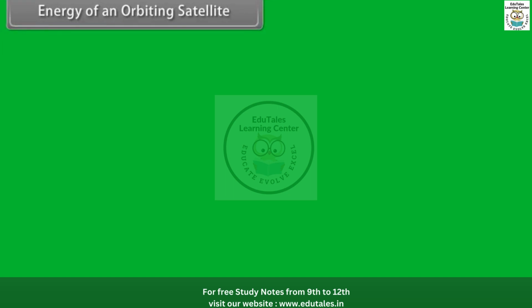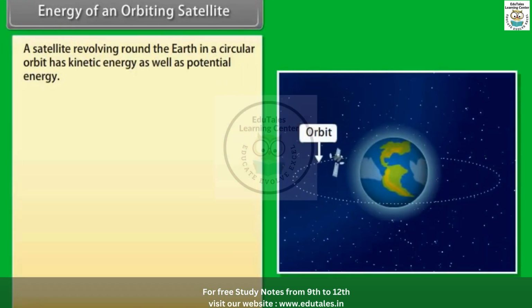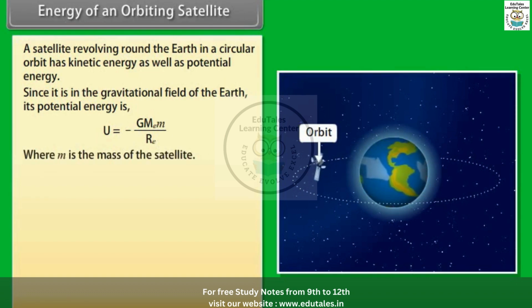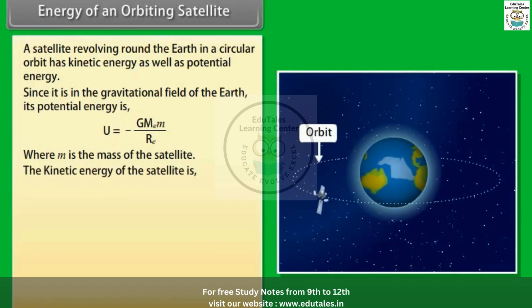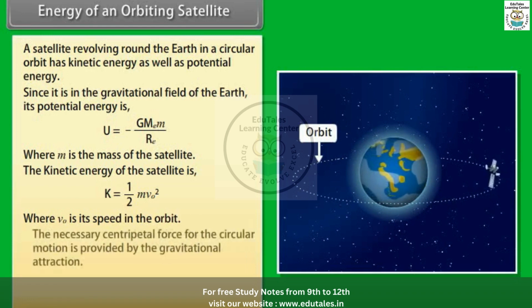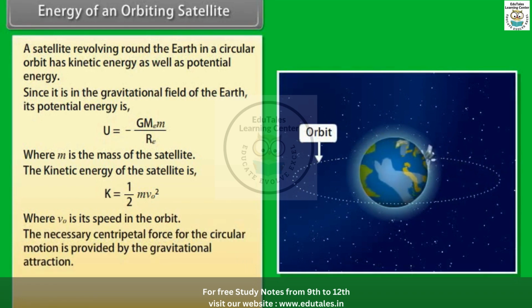Energy of an orbiting satellite. A satellite revolving round the Earth in a circular orbit has kinetic energy as well as potential energy. Since it is in the gravitational field of the Earth, its potential energy is U = -GM_E m/R_E, where m is the mass of the satellite. The kinetic energy of the satellite is K = 1/2 m v0², where v0 is its speed in the orbit. The necessary centripetal force for the circular motion is provided by the gravitational attraction.